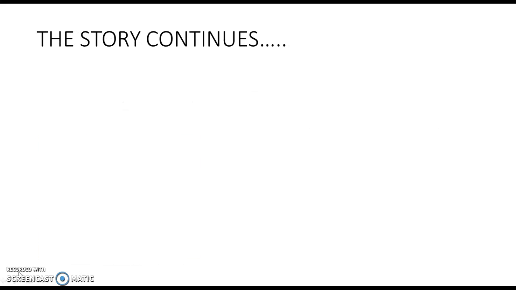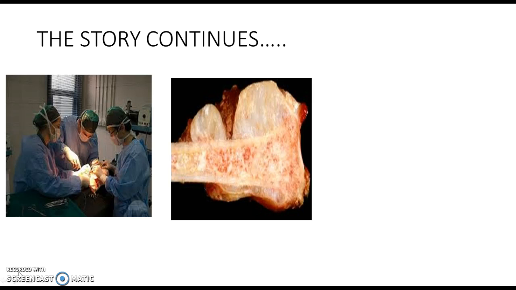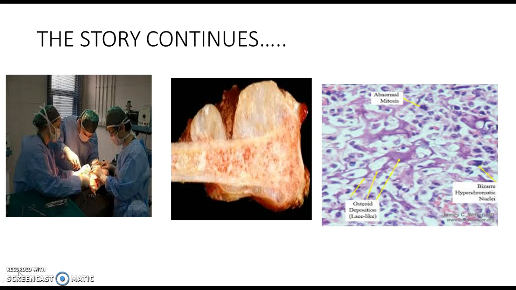The story continues. Now, I had to remove this tumor before it spreads to other organs, as this is a rapidly growing tumor. So Steve was operated and the tumor was successfully removed through an above knee amputation. The tumor was big, bulky, grey white, and on microscopy showed irregular tumor cells. So that's the microscopic image showing abnormal haphazard malignant bone having abnormal mitosis also.